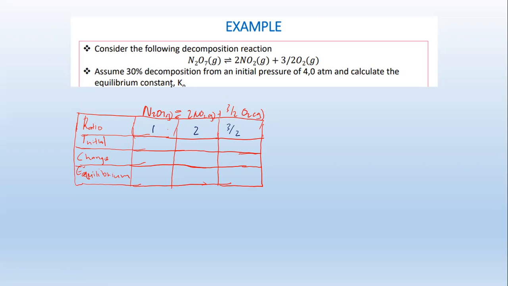Let us go back to our statement and try to fish out the information. So they say to us, assume 30% decomposition from an initial pressure of 4.0 atmosphere. So meaning we are talking about the initial pressure of what? Of our reactant that is going to be decomposed. So the initial pressure is going to be 4 atm. Maybe someone would want to know, why am I not writing the initial pressure of NO2 and O2 as 4? Now, this is what is happening.